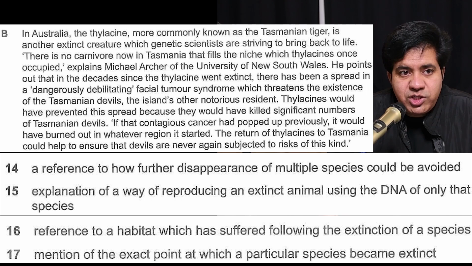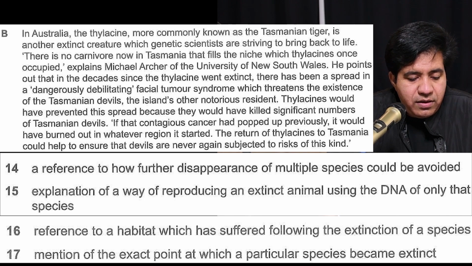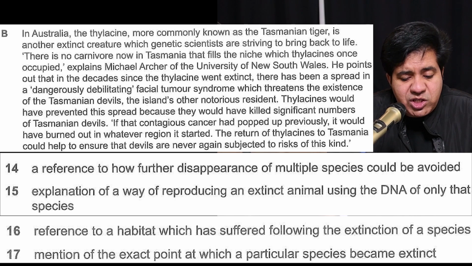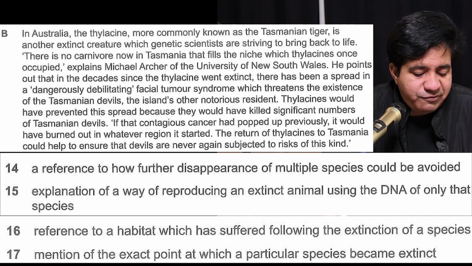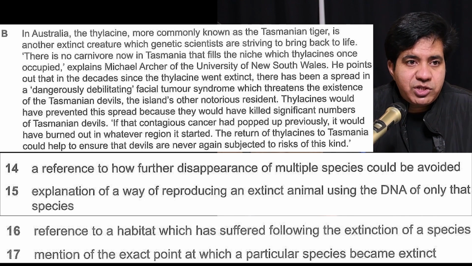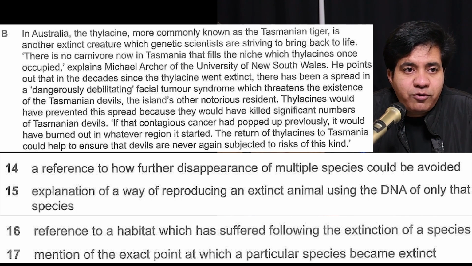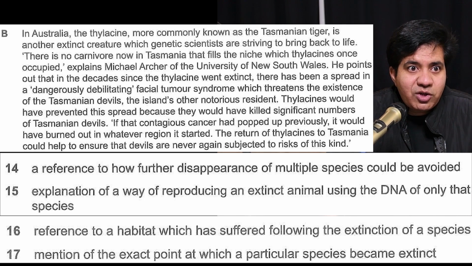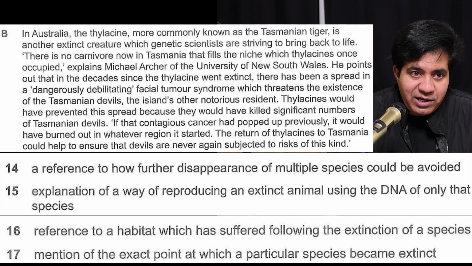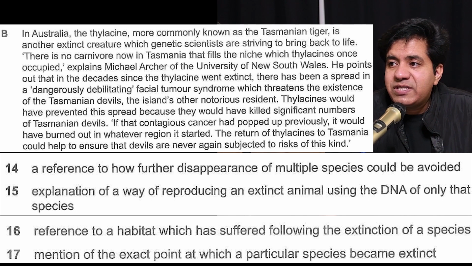And keep both questions in mind. Reference to how further disappearance of multiple species could be avoided, and reference to a habitat which has suffered following the extinction of a species. Do we have any information? Yes or no? No, we don't have any information on this paragraph, right? I'll tell you why. Move on to paragraph C.